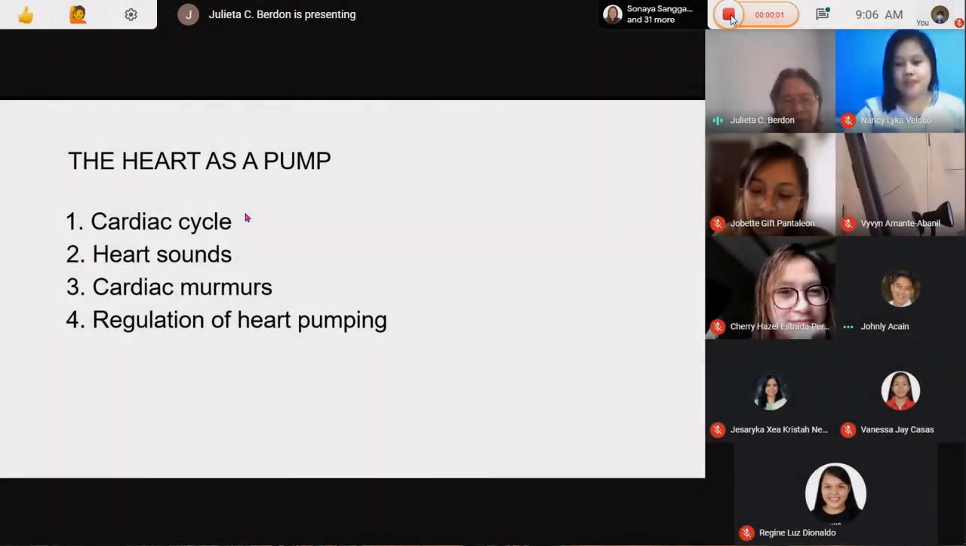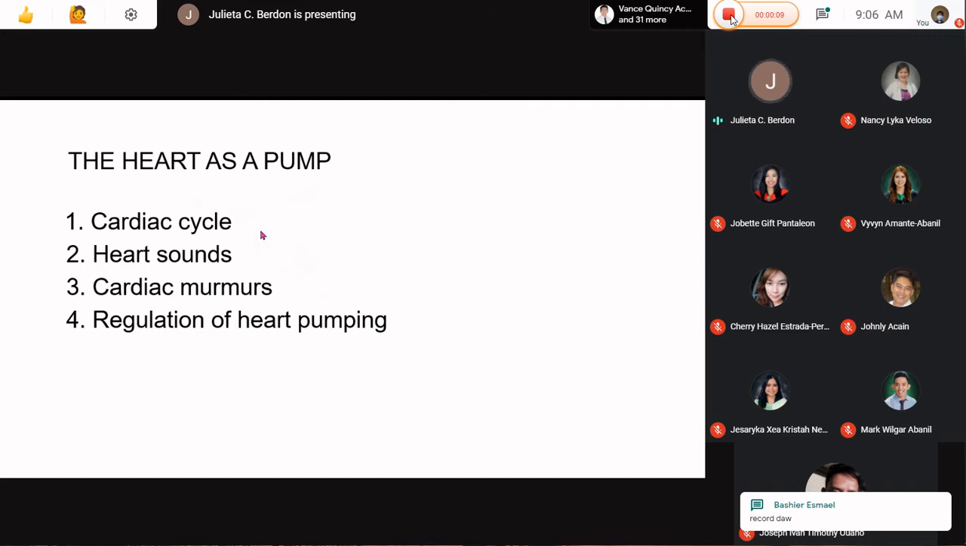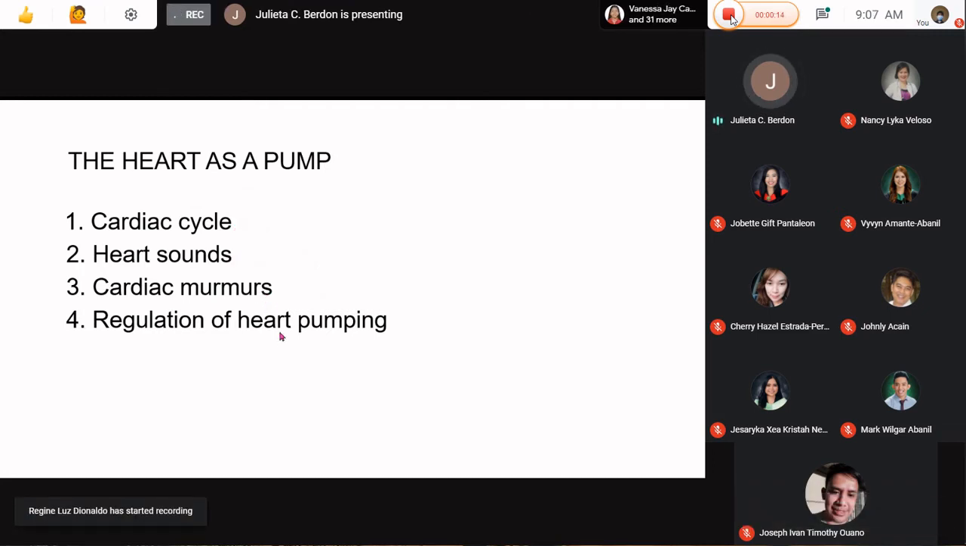So, our topic for today is the heart as a pump. These are the chapters in the book, and this will cover the cardiac cycle, heart sounds, cardiac murmurs, and the regulation of heart pumping. I'll try as much as possible to keep pace with the book. But before we go to the actual topic, I will do a review, because it is very important that you understand.